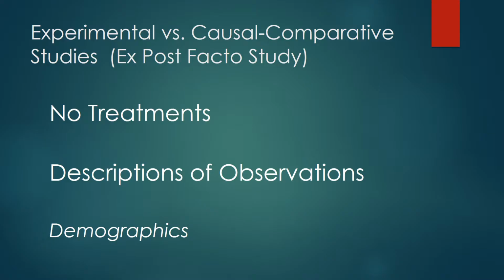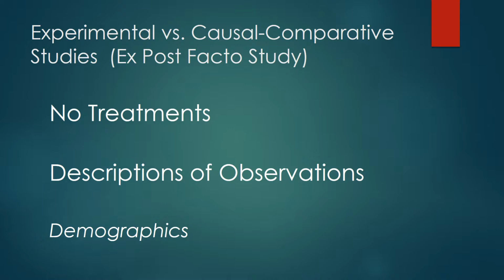One non-experimental method that also addresses cause and effect relationships that we find addressed in experimental studies is the causal-comparative method, or the ex post facto study. Sometimes we call that quasi-experimental. There are no treatments involved, just descriptions of observations. With causal-comparative studies, we use these when we're interested in examining causality, but it's not possible to conduct an experiment.